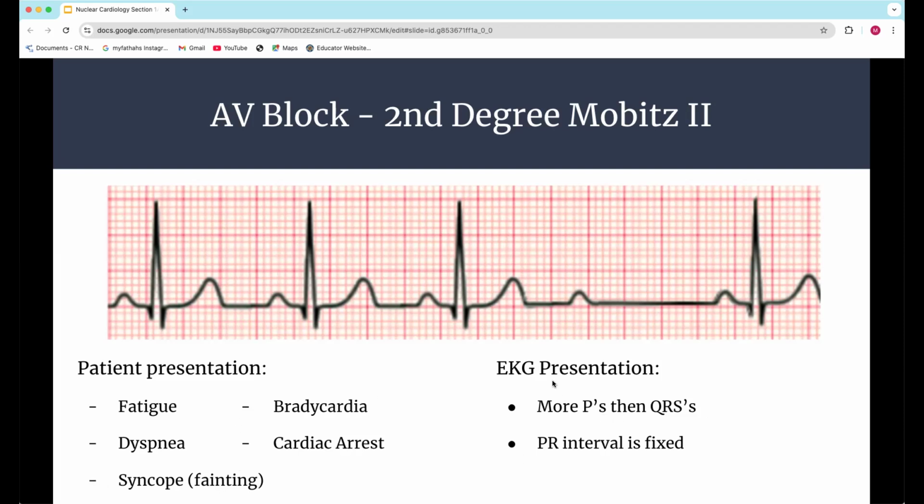What you're looking at on an EKG, again, one of the first things you do when you look at an EKG is say P waves.